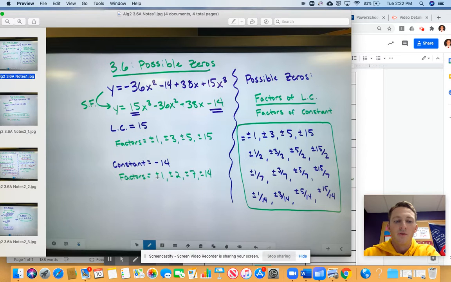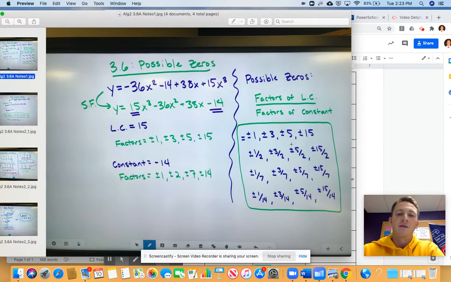So now we're going to move on to the next one on the bottom. 1 divided by 2, plus or minus 1/2. 3 divided by 2, plus or minus 3 over 2. 5 divided by 2, plus or minus 5 over 2. 15 divided by 2, plus or minus 15 halves. Going to do the same thing, move on to the next denominator. 1 over 7, 3 over 7, 5 over 7, 15 over 7. That's this row right here. And then 1 over 14, 3 over 14, 5 over 14, 15 over 14. And these are all just plus or minuses.